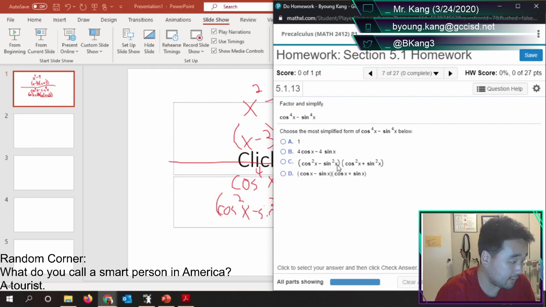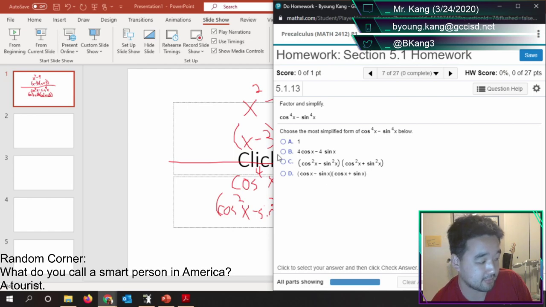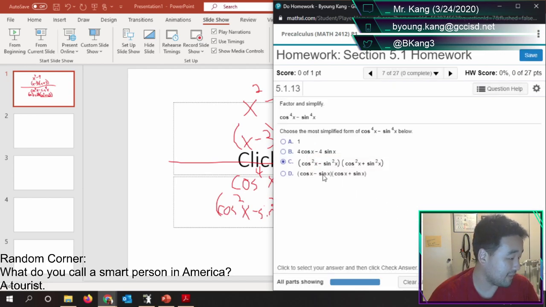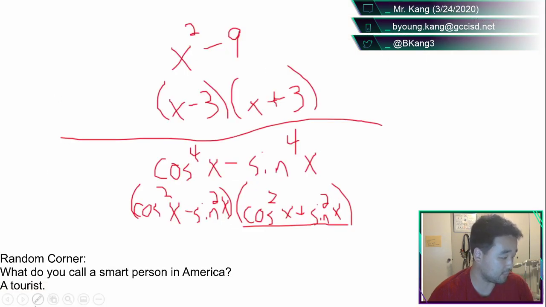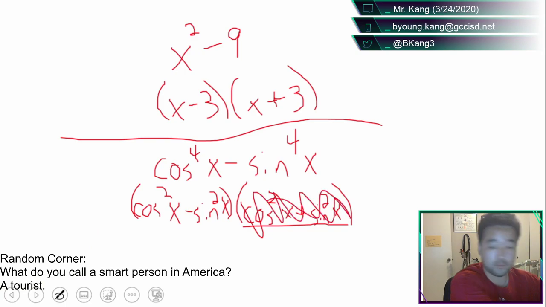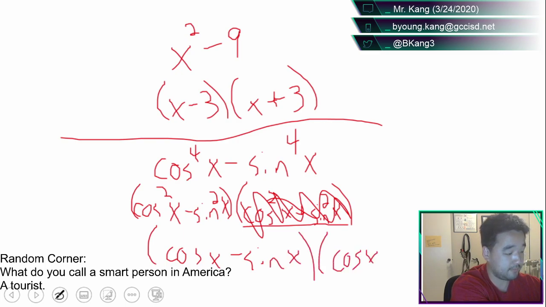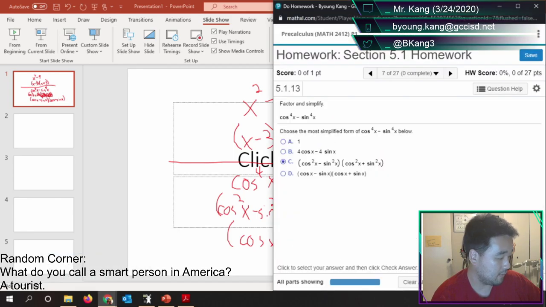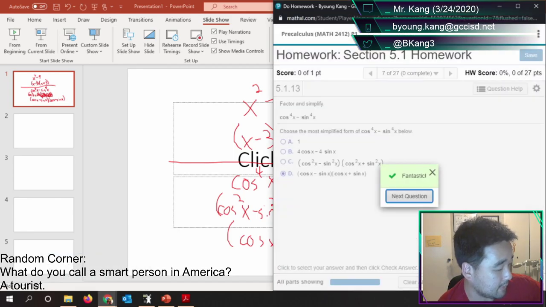It is C, but if you take a look, it says choose the most simplified form, and a lot of people will click this and it's going to be wrong because it's not the most simplified one. See, it's correct, but you did something wrong because you didn't check. So what's going to happen is cosine squared minus sine squared is, again, another difference of perfect squares. So this is gone because it's equal to 1. And it factors into cosine minus sine, cosine plus sine, which was that last answer choice, I believe. Come on, click. There we go. Okay, so again, that was number 7 on your 5-1 homework.